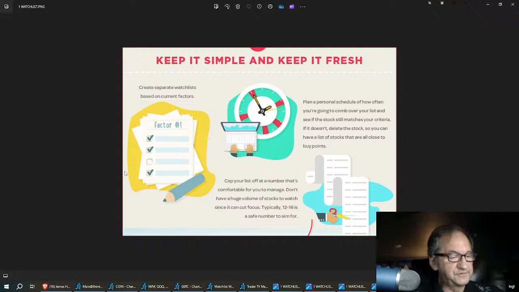Plan a personal time to clean your watch list every day. Go over it. See which one's not producing enough volume. See which one's having the worst news. You might want to take it off or put it on the bottom of your list. So you want to clean it up. You want to make sure that it's clean and fresh and simple. You don't want it to be overcrowded.